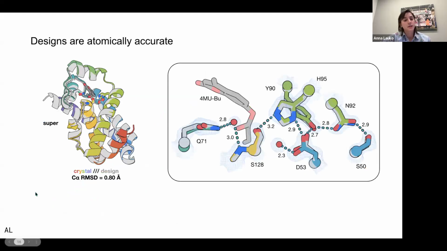So we were able to solve crystal structures of some of these designs. This is just one of them. This design was remarkably accurate. So our prediction was within 1 angstrom RMSD to the crystal structure. And when we looked at the active site, it just looked beautiful. We had atomic accuracy in all of the catalytic residues. All of the hydrogen bonds we had designed were formed in exactly the same geometry as we had hoped. So this was really exciting to see.